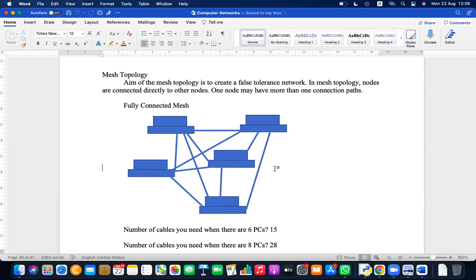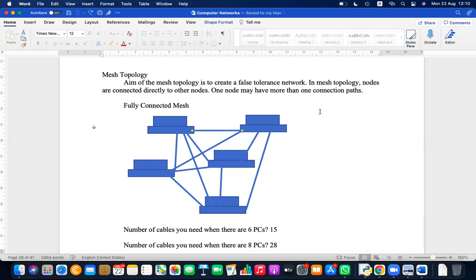These networks are called fault tolerance networks. That means these networks are so strong and difficult to break. The reason is, let's say if you break this line, there are still other lines. If this line is not there, this computer can still connect to this computer and then connect to this computer. It has some kind of access this way.